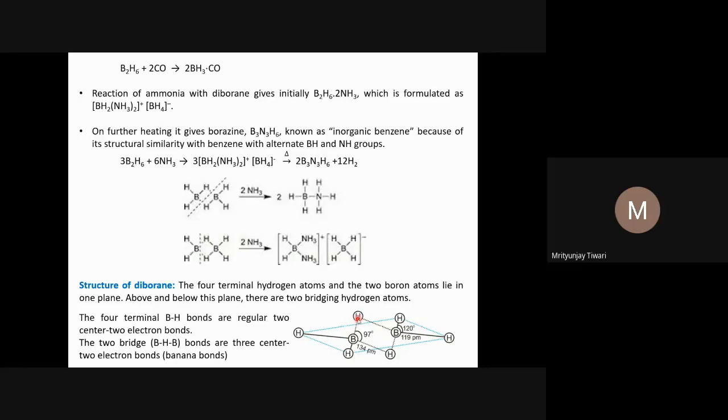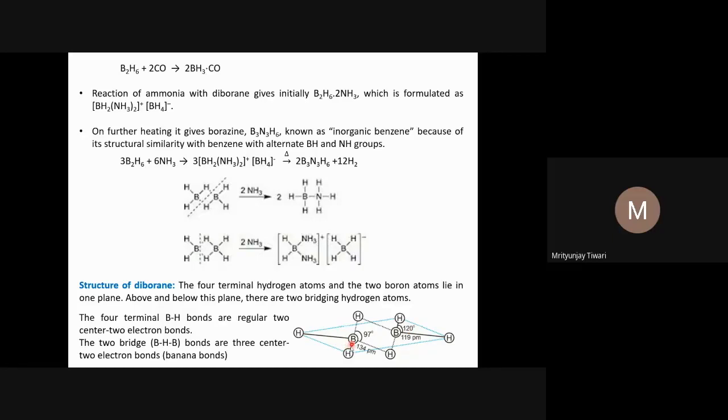This is the bridging hydrogen, we call it. Why bridging hydrogen? Because it is bridged between these two boron atoms, and there are four terminal hydrogen atoms as well. These terminal hydrogens have proper, normal covalent bonds, and the length of these normal covalent bonds is 119 picometer, or 1.19 angstrom, and this angle is 120 degrees. So this angle will also be 120 degrees.